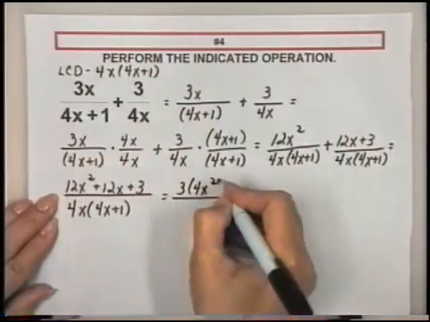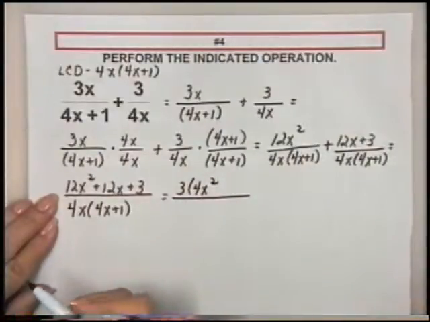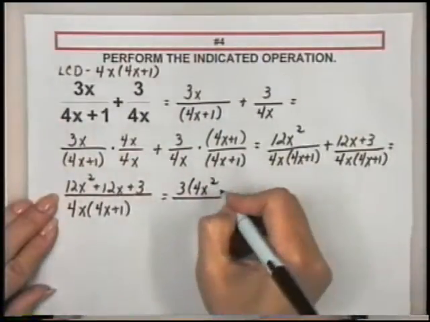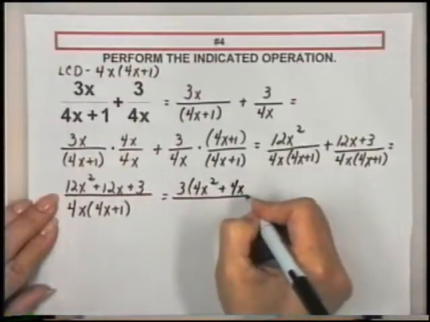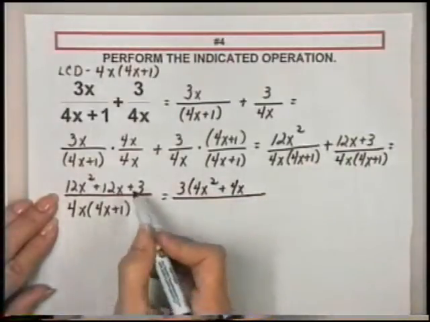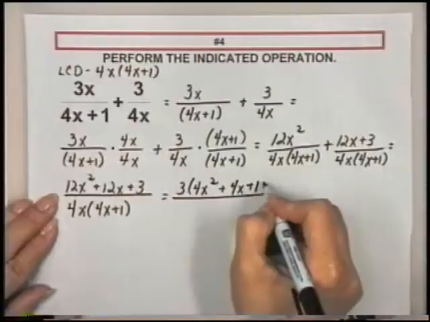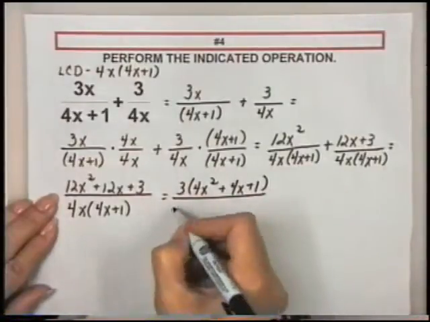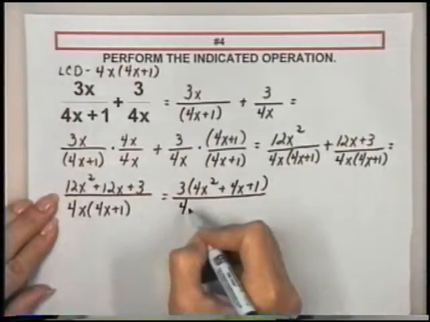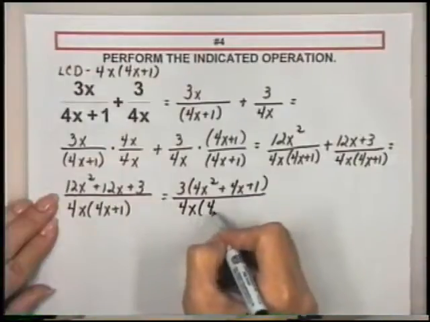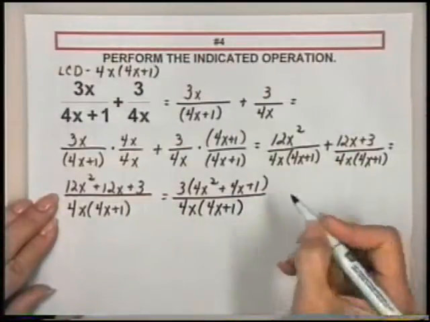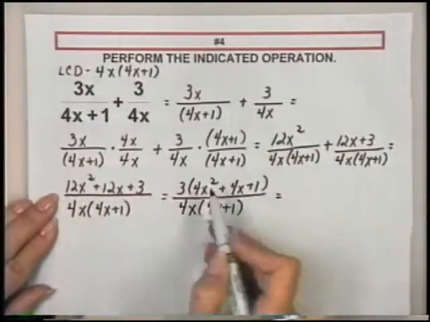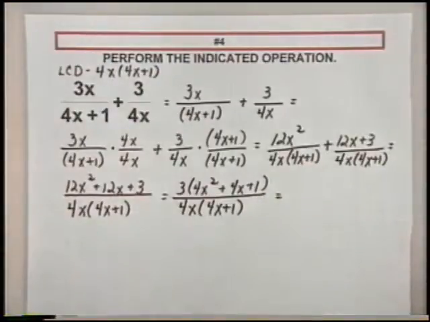When I factor 3 out of 12x squared, I am left with 4x squared. When I factor 3 out of 12x, I am left with 4x. When I factor 3 out of 3, I'm left with a positive 1. In the denominator, I have my 4x times 4x plus 1.